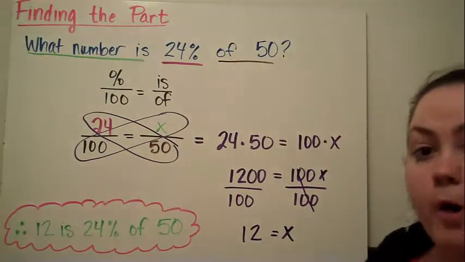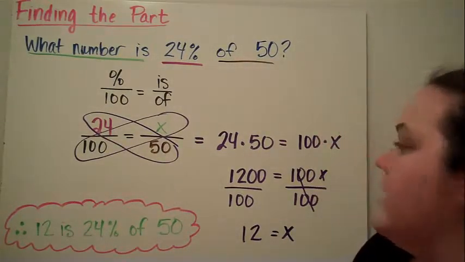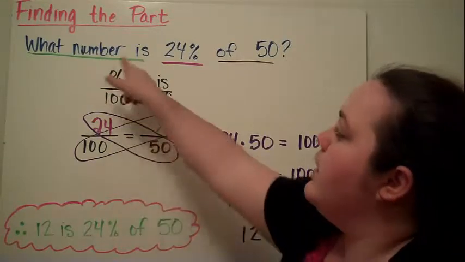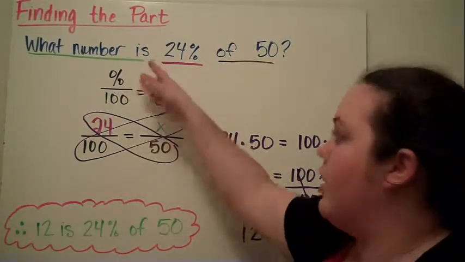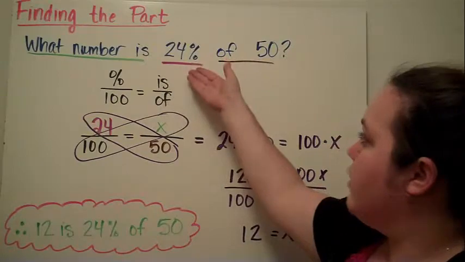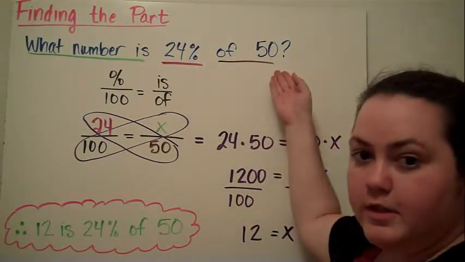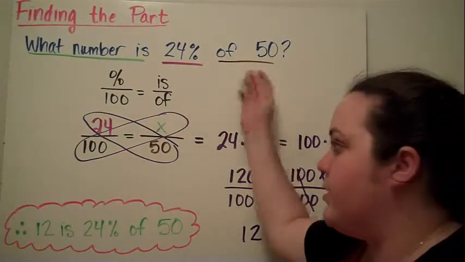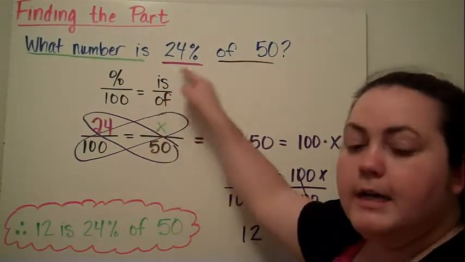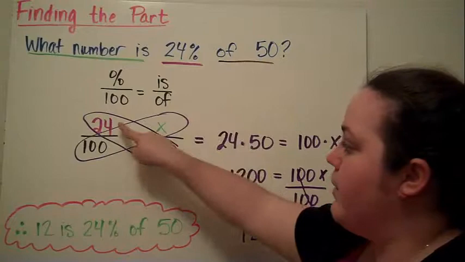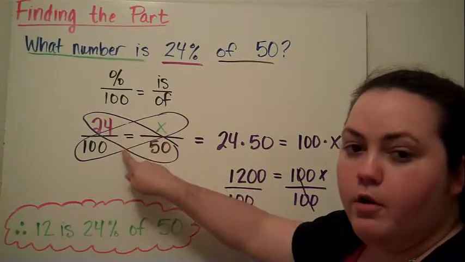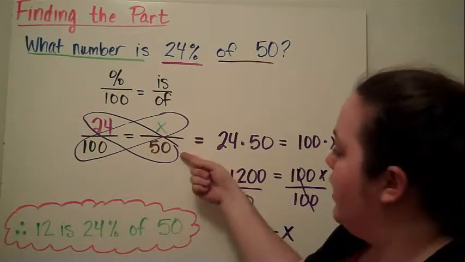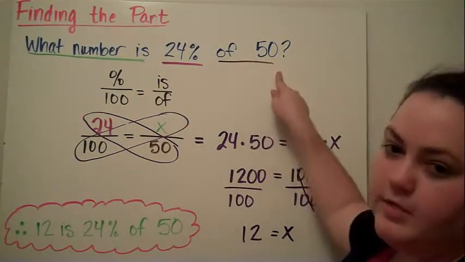If I need to find the part, if I know the percent and I know the whole, I need to find the part. So, what number is, that's the one I don't know, what number is 24% of 50? So I don't know my is number. I have a percent and I have an of number. So I'm going to do percent over 100 equals is over of. My percent was 24, so 24 over 100 equals is, I don't know, of, my of matches up with 50.